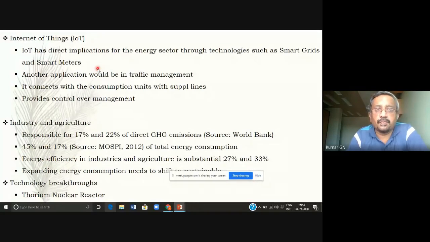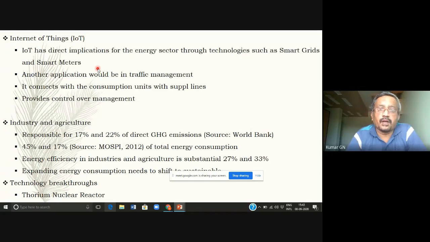Another application would be traffic management. Nowadays you may have seen cameras being placed at traffic signals. If somebody violates the rules, the police sitting in the police station will capture it and send the fine document to their place, maybe online. That is an initial step.